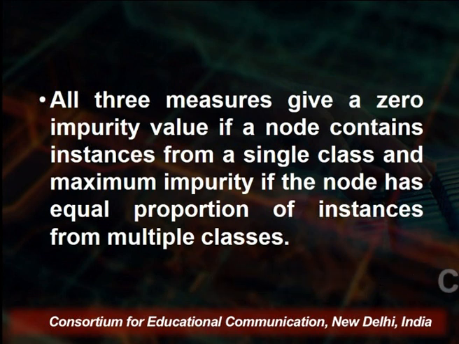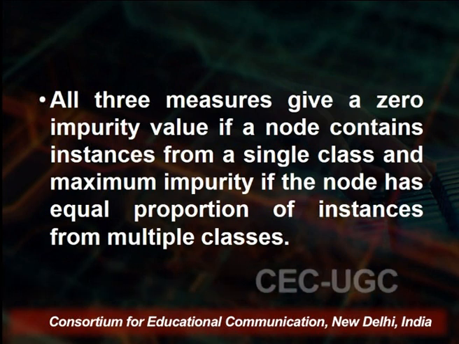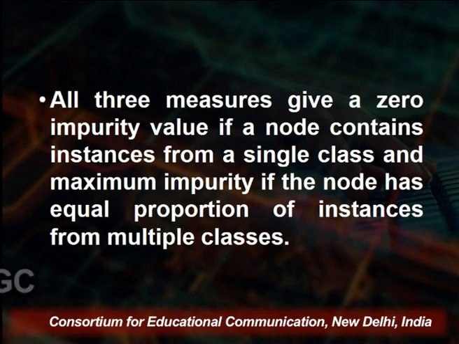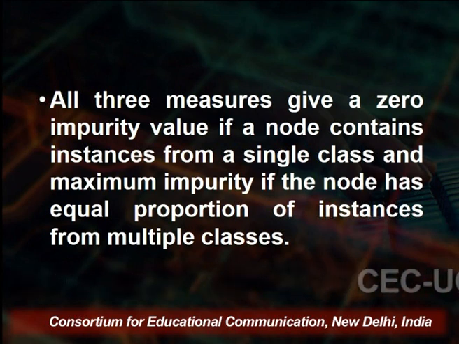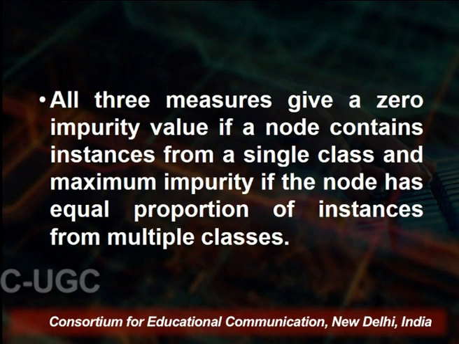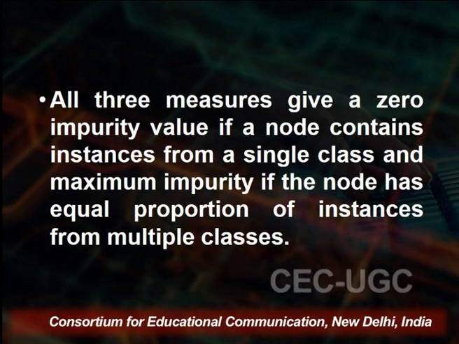Okay, and it will give the maximum impurity if the node has equal proportion of instances from multiple classes. So, a pure node means that all the instances given belong to the same class. An impure node means that the instances come from multiple classes, or equal proportions of multiple classes. So, if you are giving say 100 test instances and you have 4 outcomes, so 25 instances belong to each of the classes. This means that that particular node is a highly impure node.